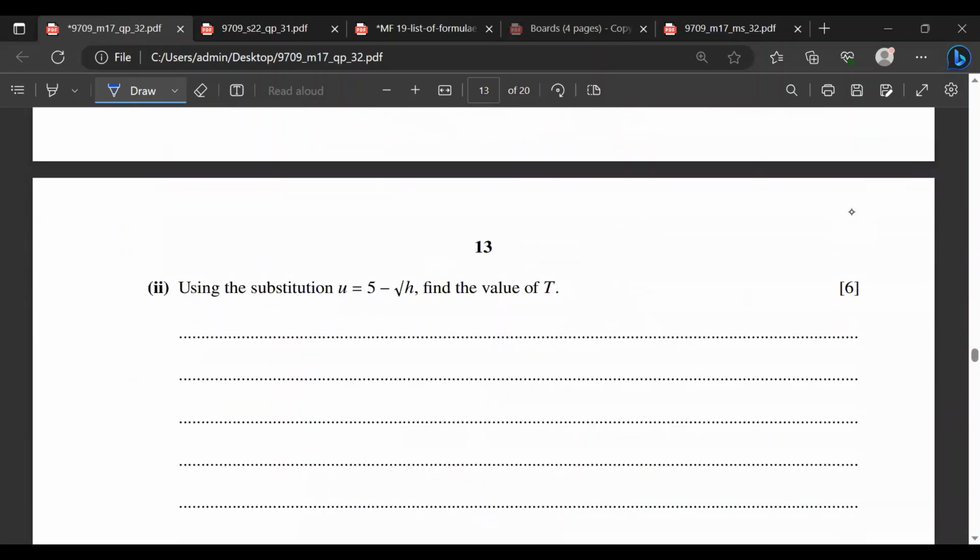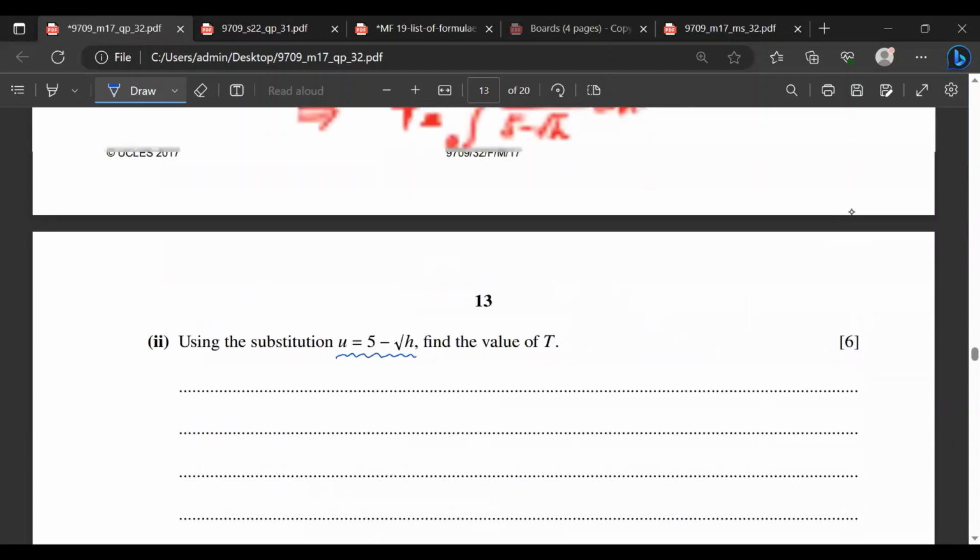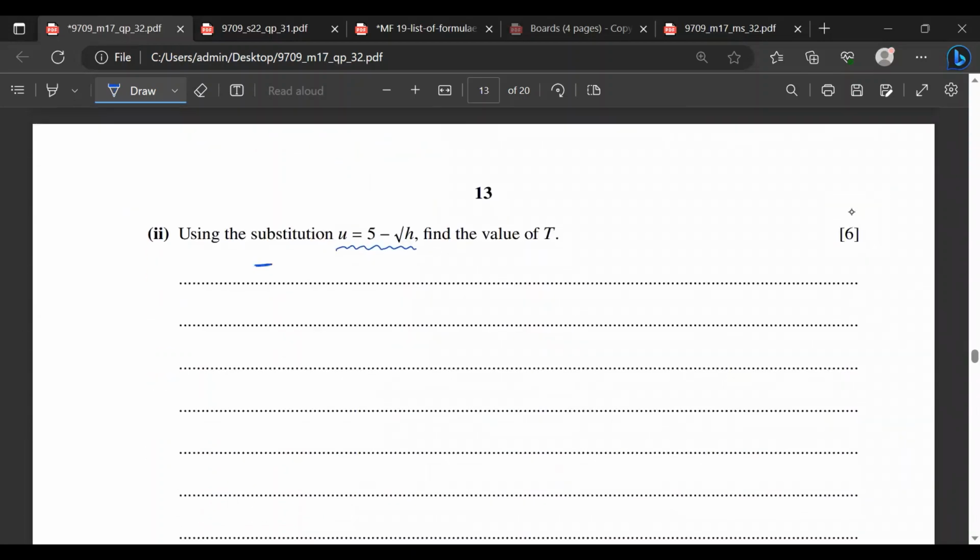Second part is using the substitution u equals 5 minus root h, find the value of t. So here we have t is equal to the integral from 0 to 4 of 10 over 5 minus root h dh. The substitution is u equals 5 minus root h.